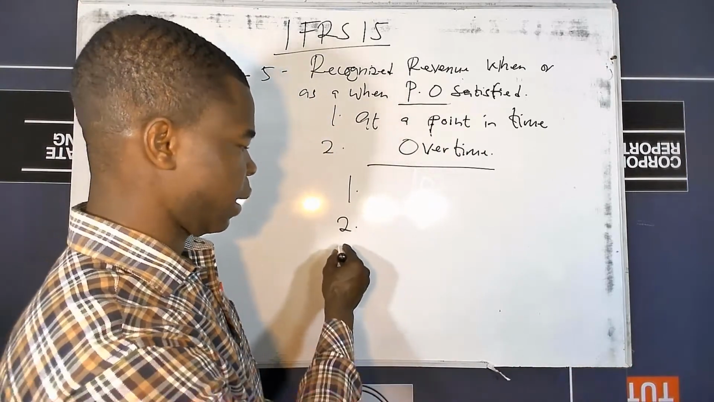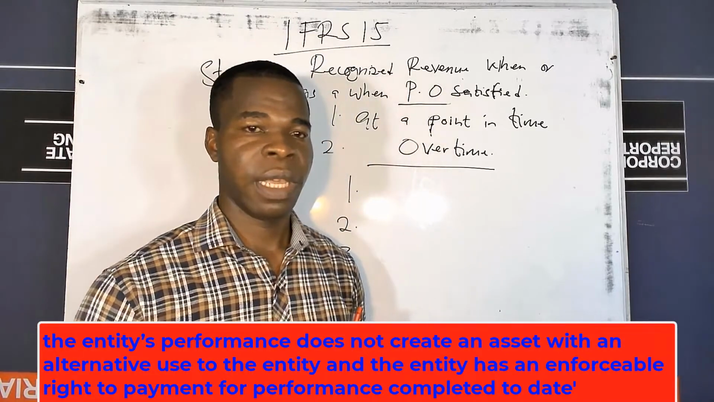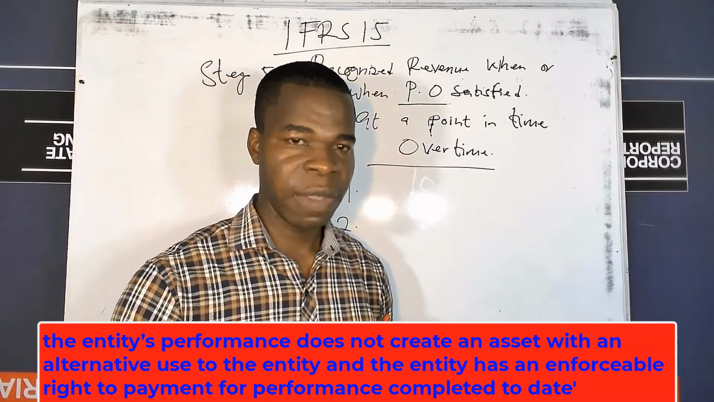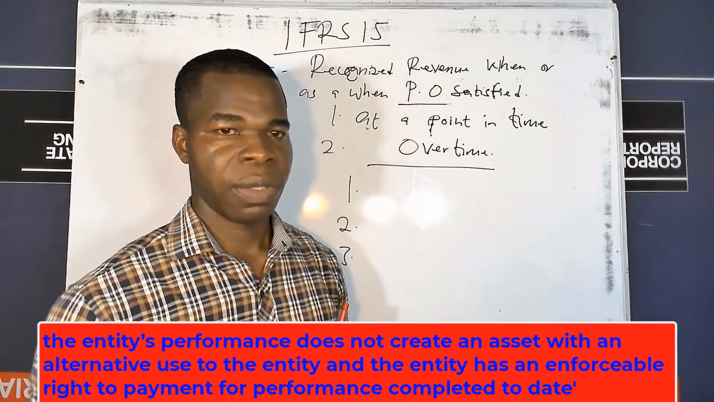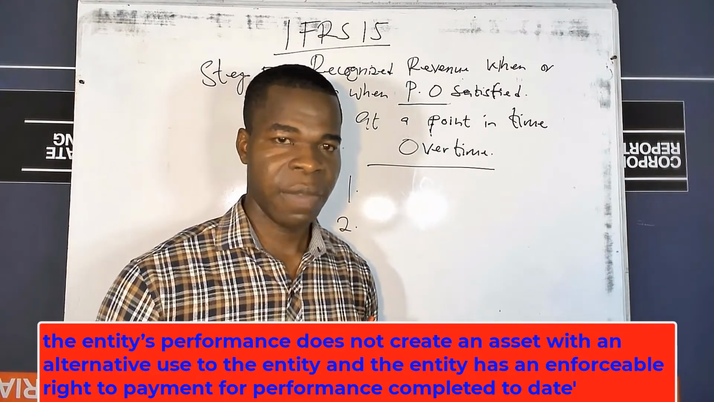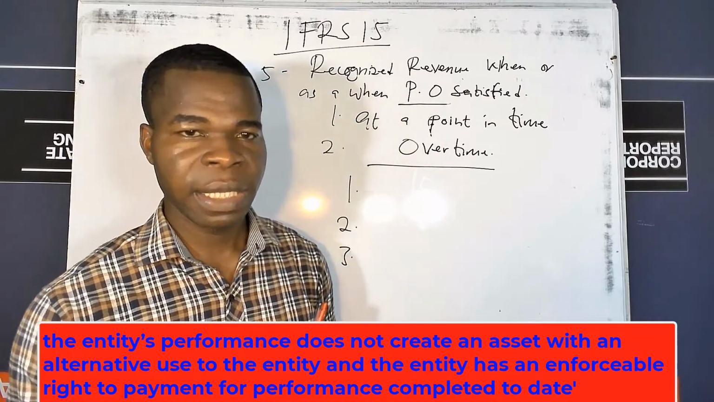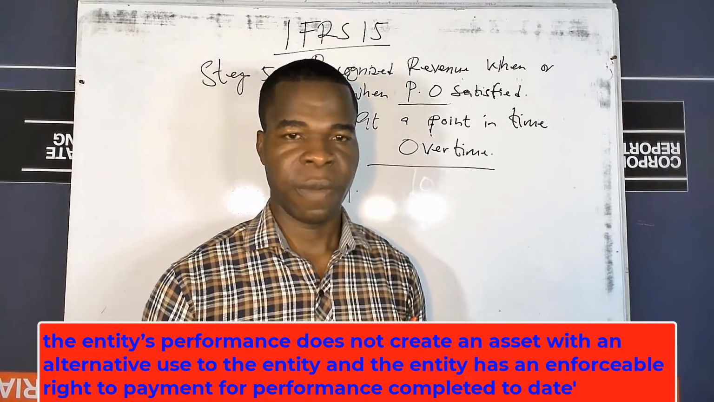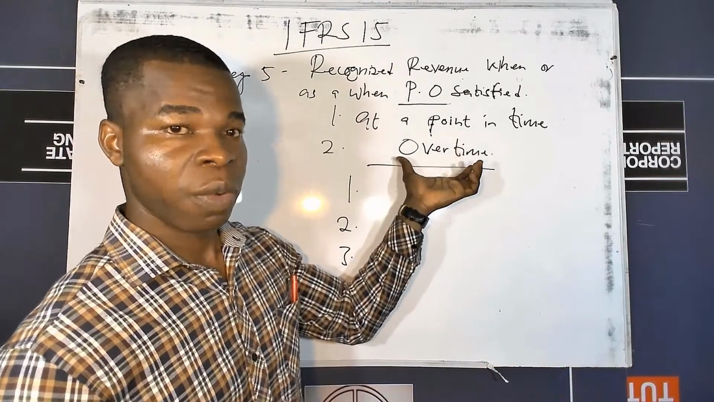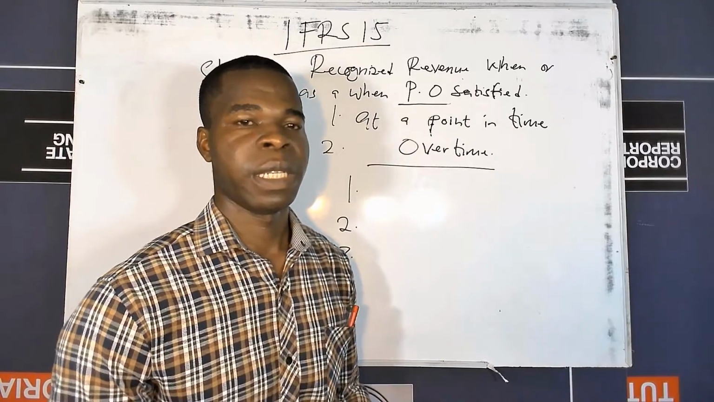And the third one is that the entity's performance will create an asset that does not have an alternative use to the entity, and that it is probable that the entity is going to collect its consideration from the customer. So if such criteria are present, then we know that the entity is satisfying its performance obligation over time.